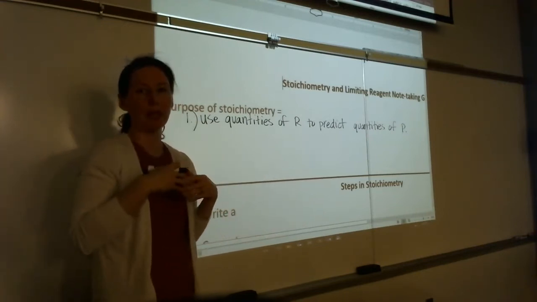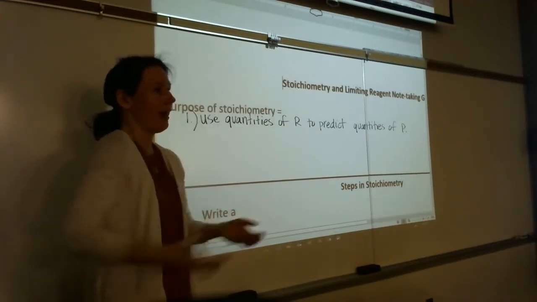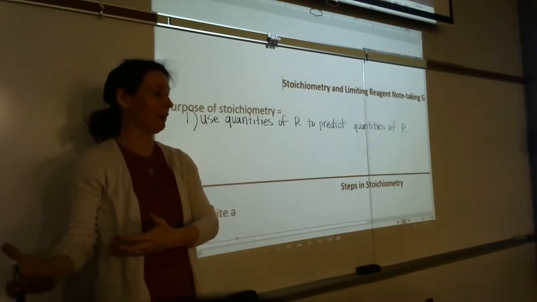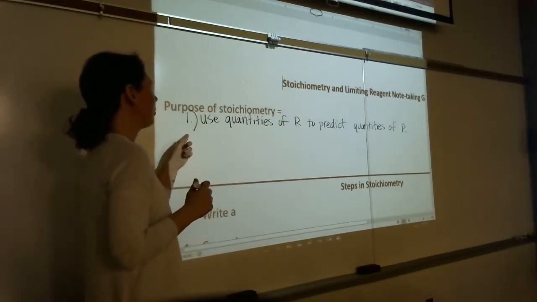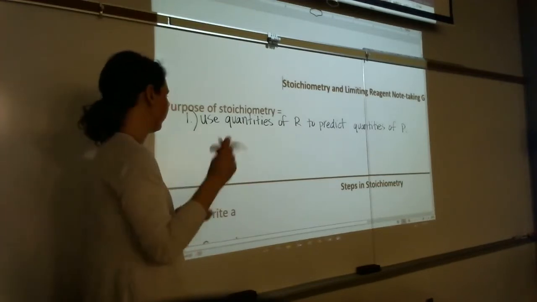Just like if I'm making cookies and I've got this amount of reactants, i.e. ingredients, how many cookies am I going to make, right? That's a useful question. So use quantities of your reactant to predict how much product you're going to make.